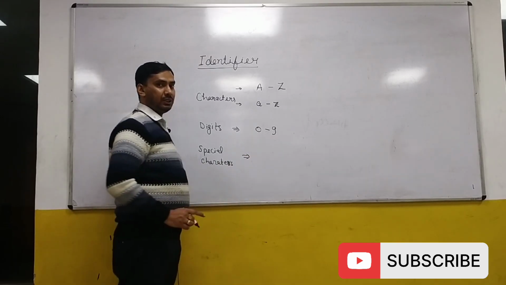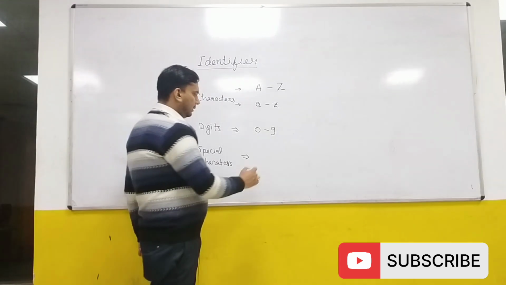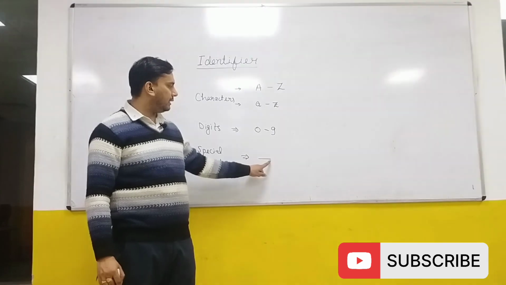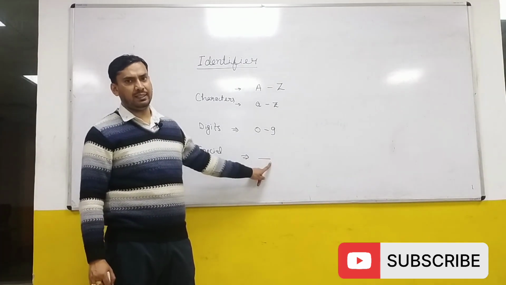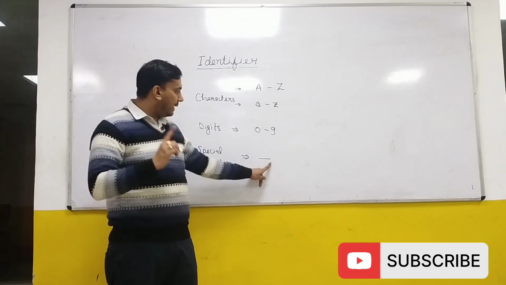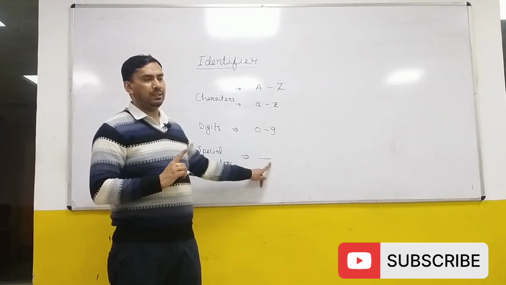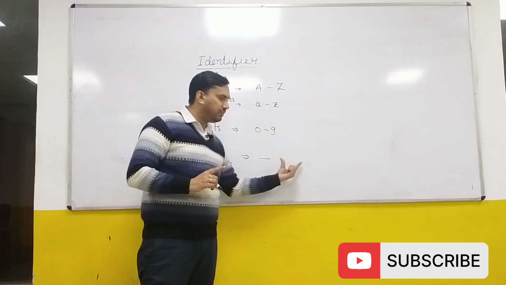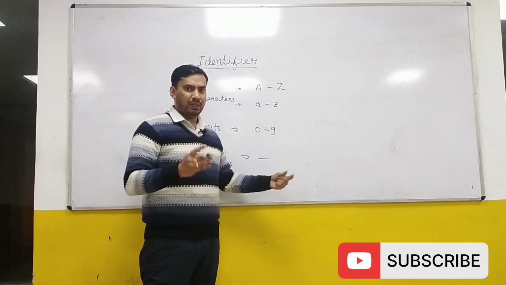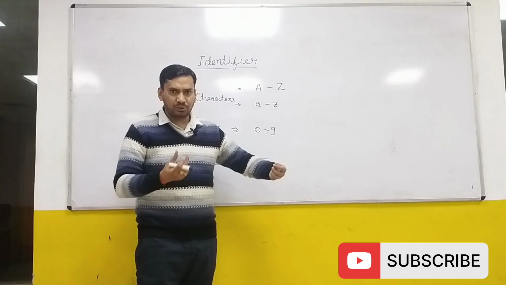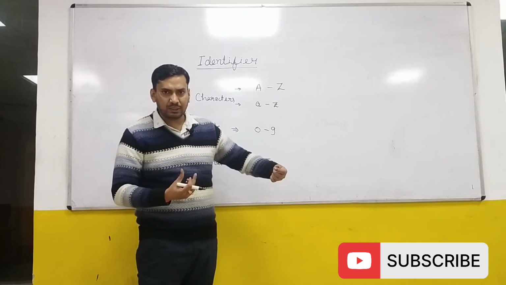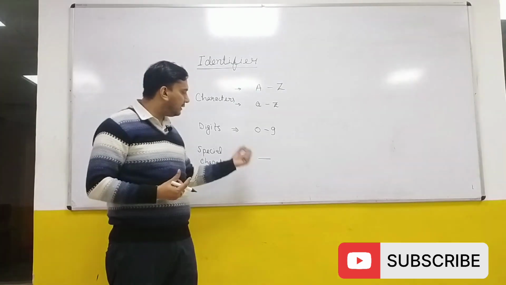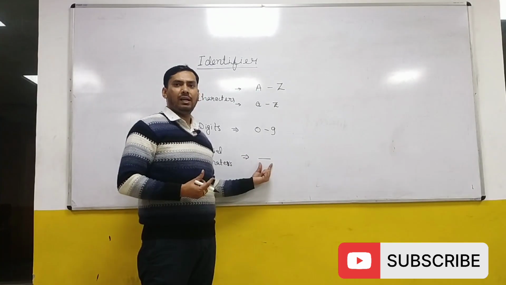What are the two special characters? The first one is underscore. Underscore is allowed as a special character in the identifier, and why it has been provided has to be understood. It is provided so that you can create some visibility when you are creating large identifiers. You want to introduce some space over there, but space is not allowed as a character in the identifier.